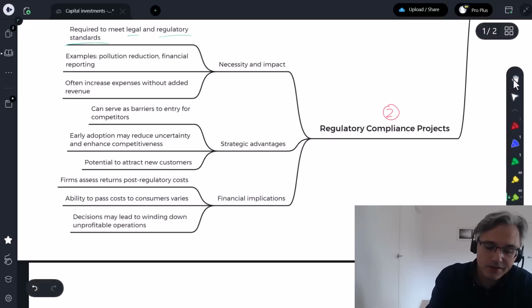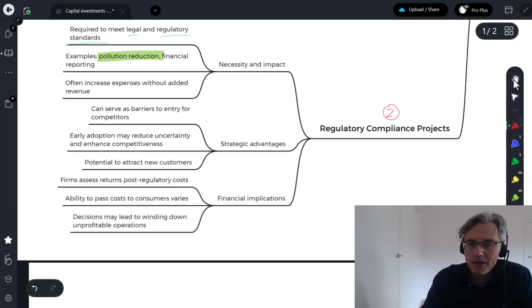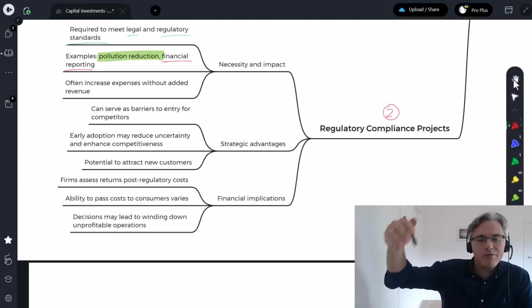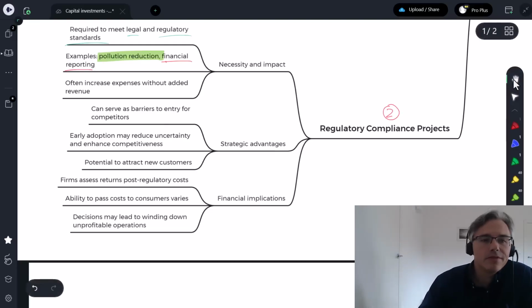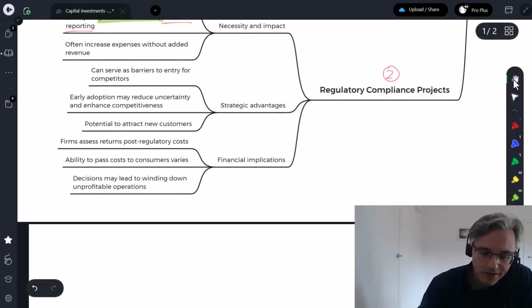So examples of this would be maybe installing some new type of filter to reduce pollution in line with new requirements, or maybe investing in new software to be able to do better, enhanced financial reporting. Once again, because your regulator requires you to do so. This is especially the case with banks, who constantly need to up their game when it comes to, for example, risk reporting to the regulator, or transaction reporting to the regulator.